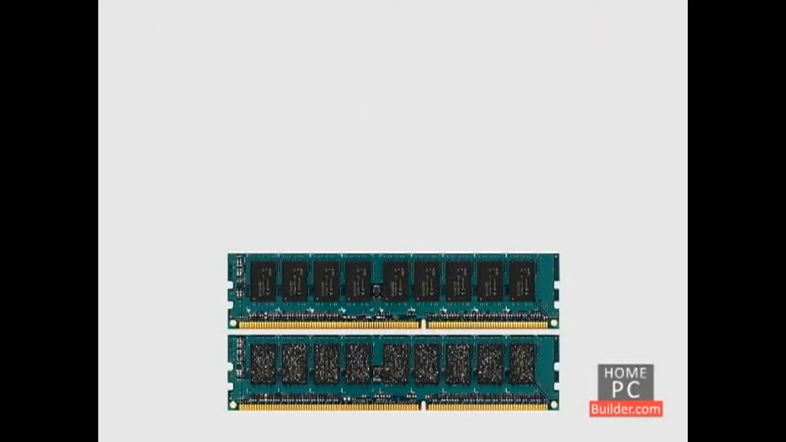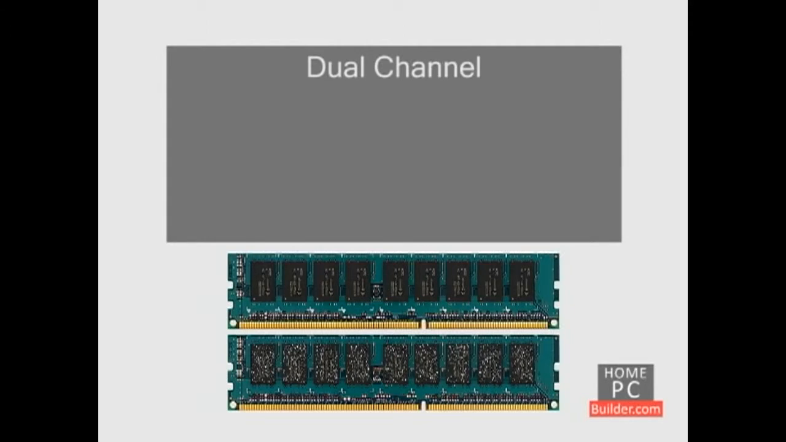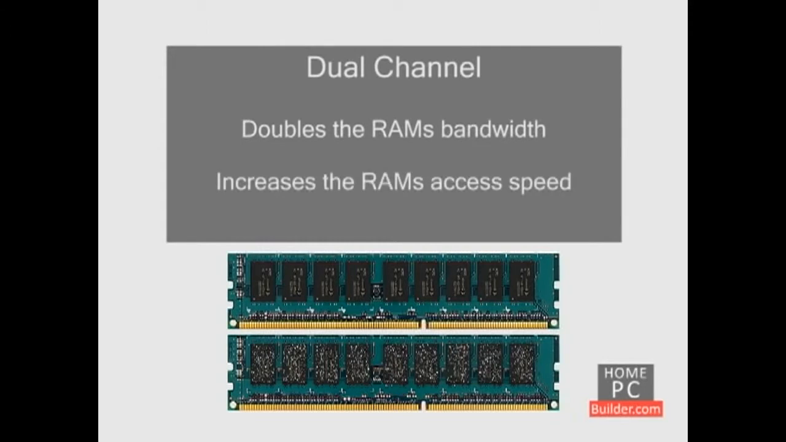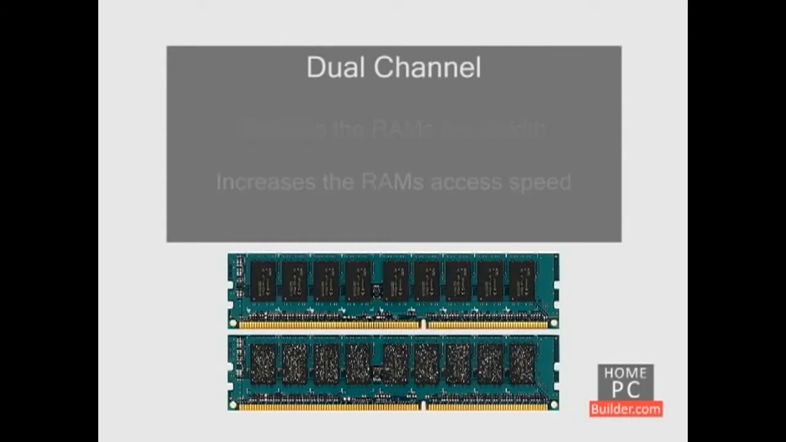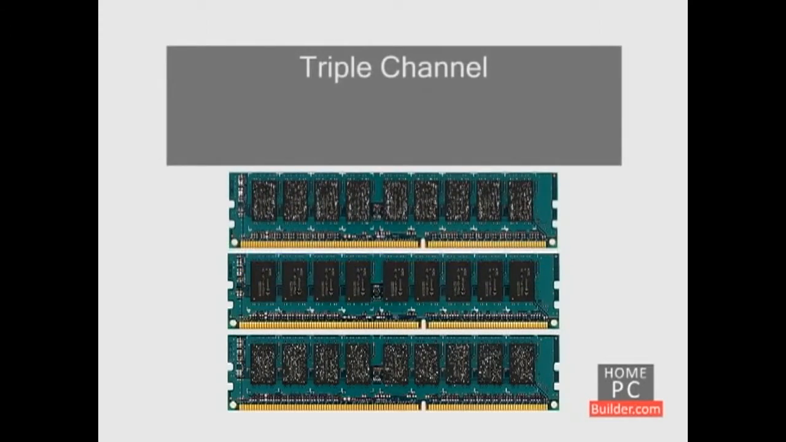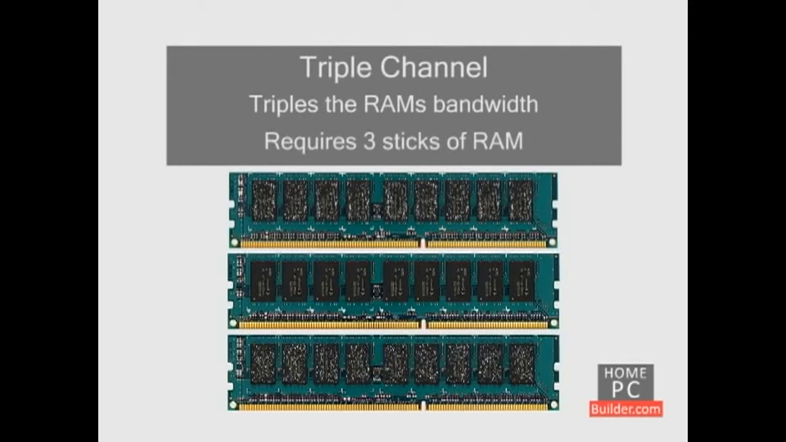The reason for using 2 sticks of memory is so that you can enable dual channel on the motherboard. Dual channel combines the 2 sticks of memory to double their bandwidth and increase the speed at which the RAM is accessed. Intel Socket 1366 motherboards support triple-channel memory, which triples the memory bandwidth and requires 3 sticks of memory.